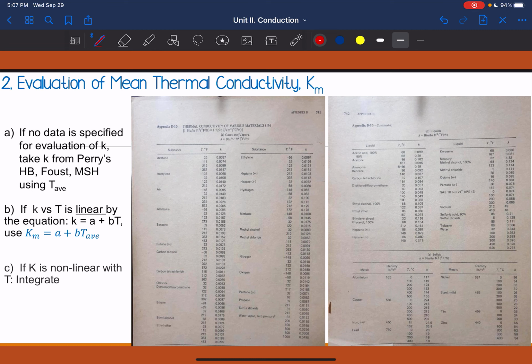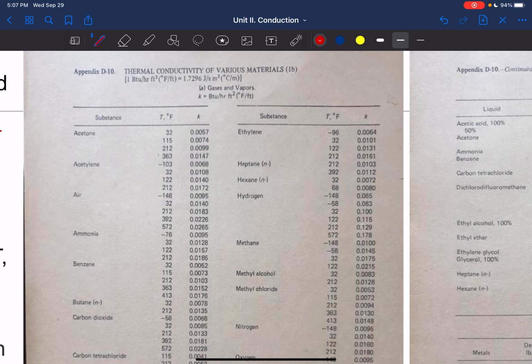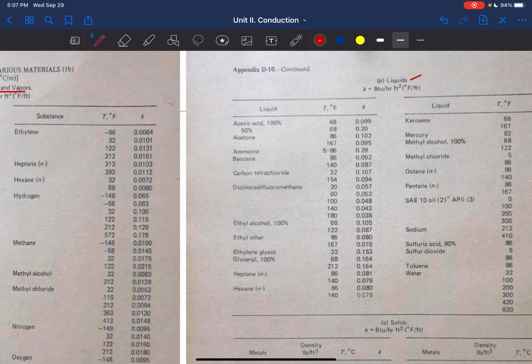So here, if no data is specified, you may use the K taken from Perry, Foust, or your McCabe, Smith, and Harriott, using your T average. I have a screenshot here of the different thermal conductivity of various materials using Appendix D10 of your Foust. This one is for gases and vapors at a given temperature and the corresponding thermal conductivity. You can also have the liquids and some solids.